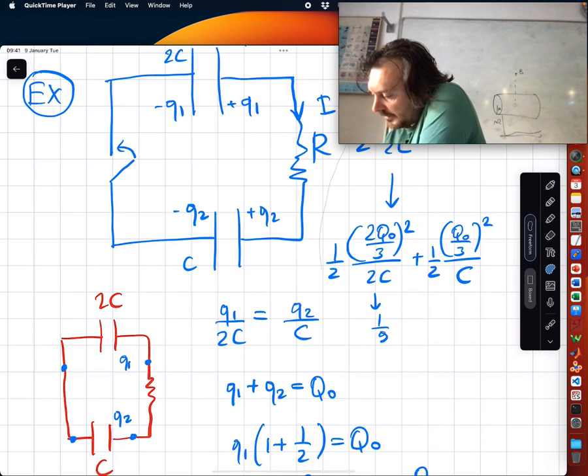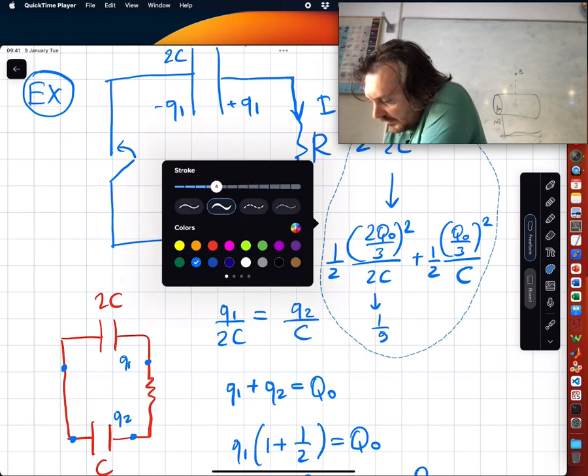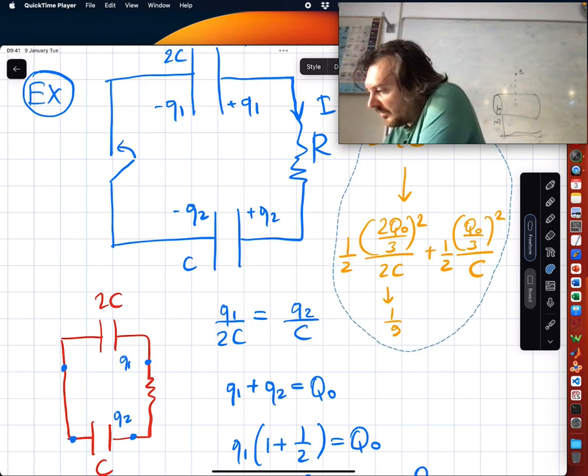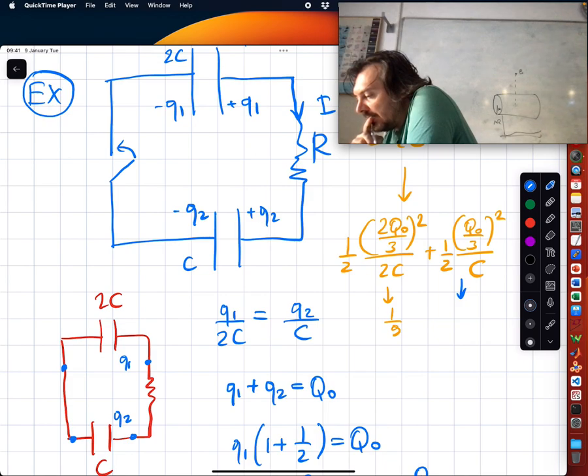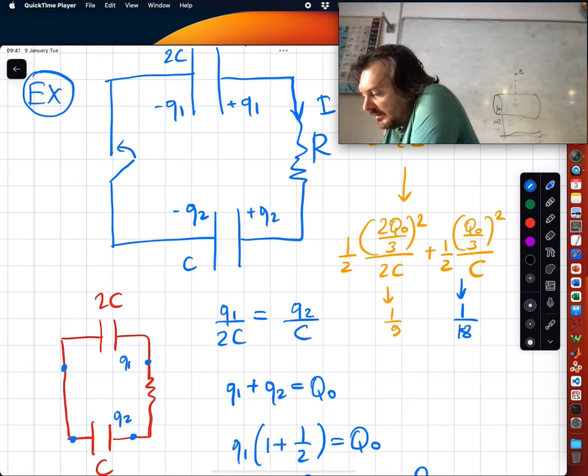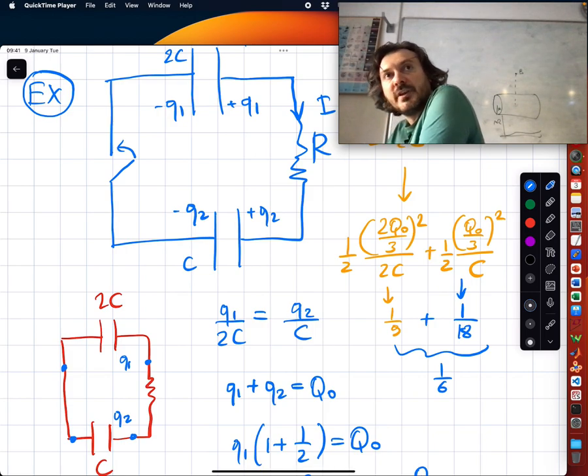Let me change color of this part so you don't get confused. Sorry. Let me continue with blue. So I have 1/2 and 1 over 9. What does it give me? 1 over 18. Right? Sum them up. What do you get? 1 over 6. So you had 1 over 4 here. Now you have 1 over 6.